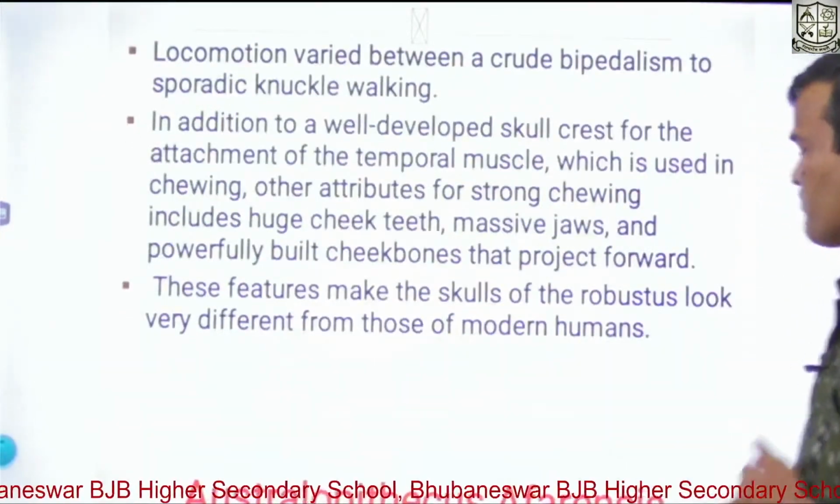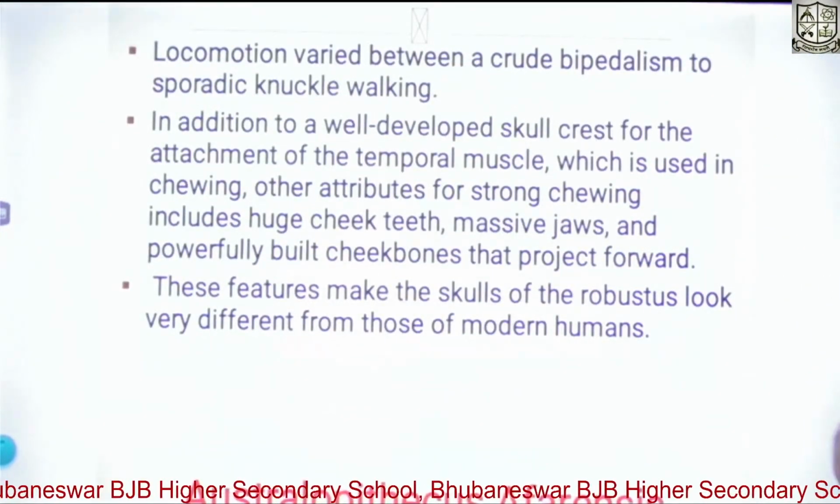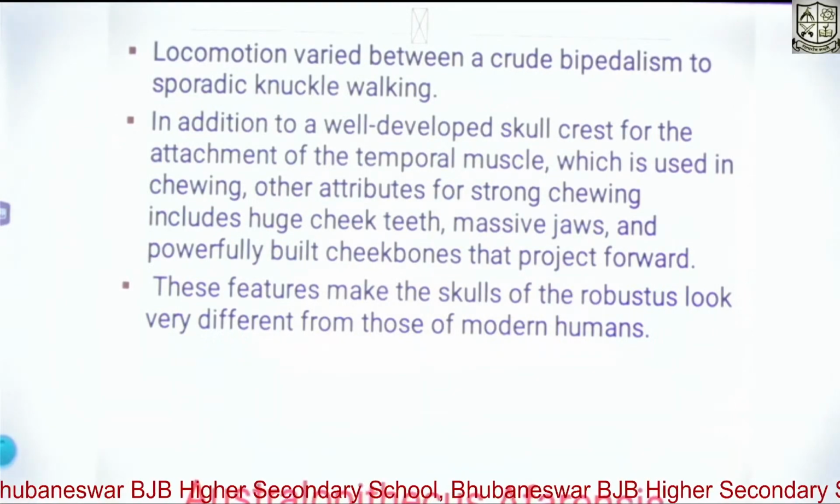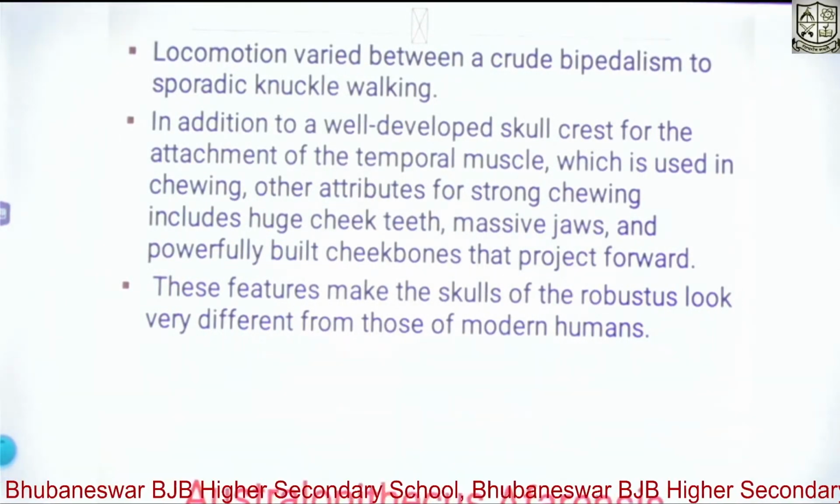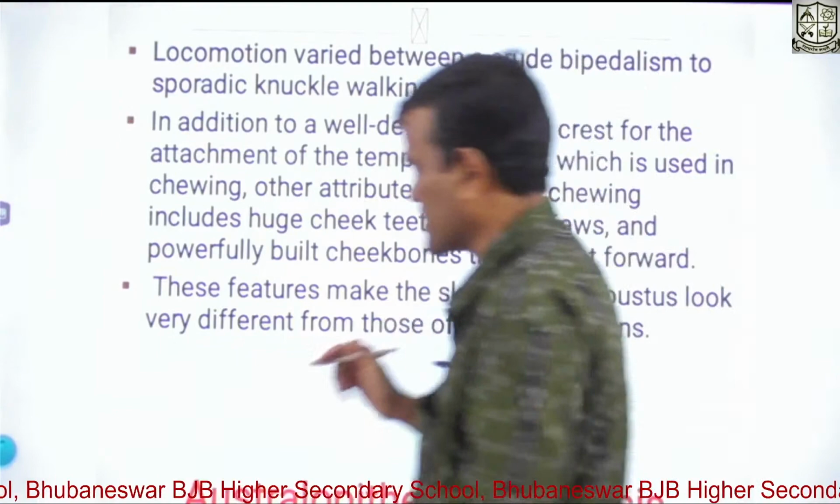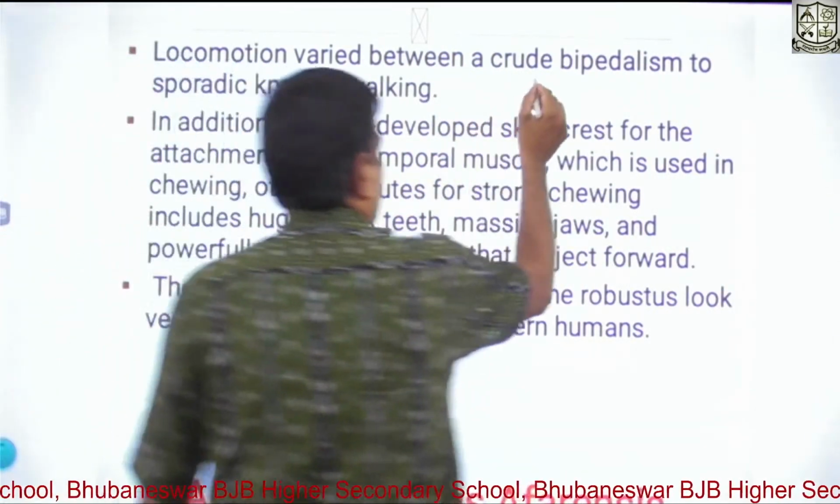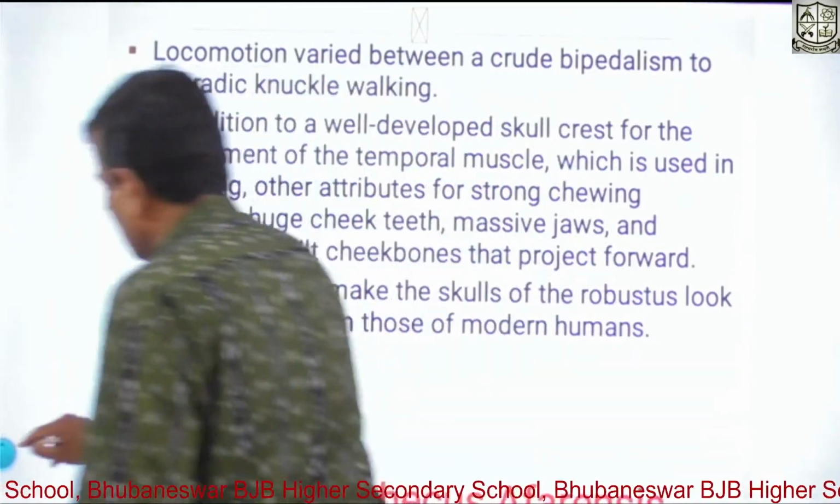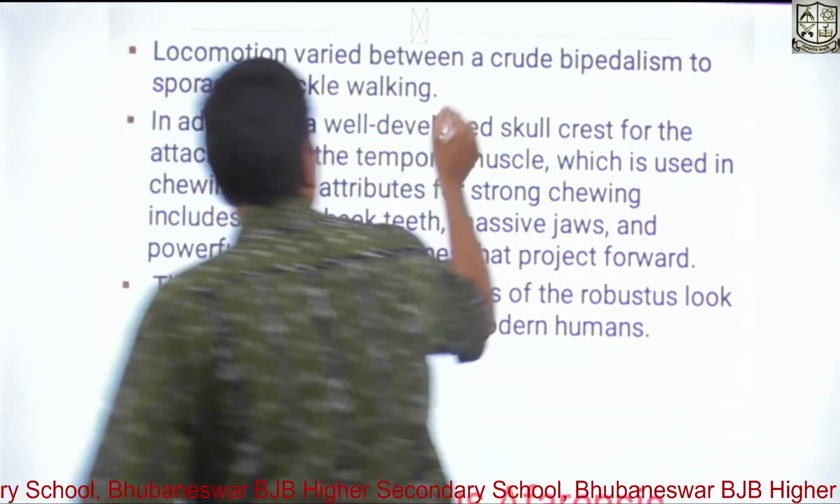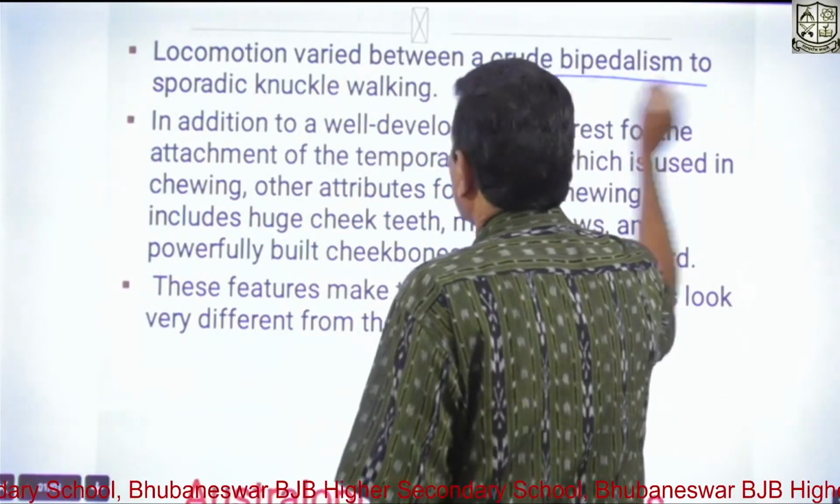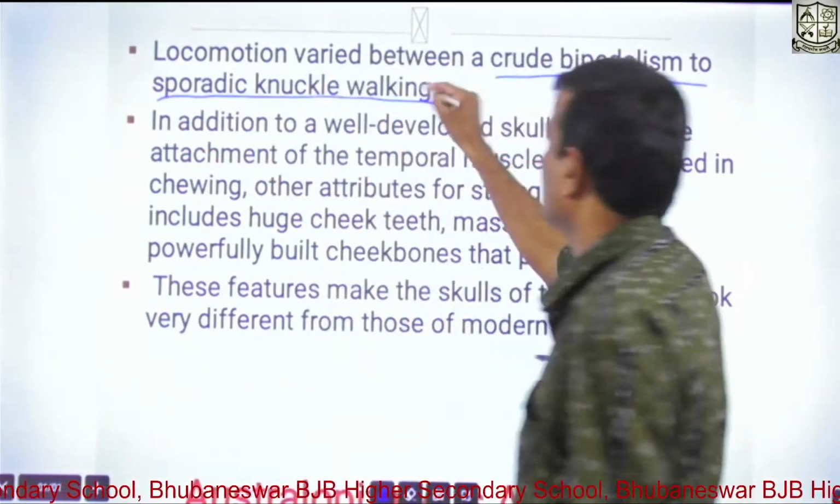So their locomotion or movement pattern varied between crude bipedalism to sporadic knuckle walking. That means they were not exactly bipedal. It was the intermediate stage, the intermediate phase, from crude bipedalism to sporadic knuckle walking.